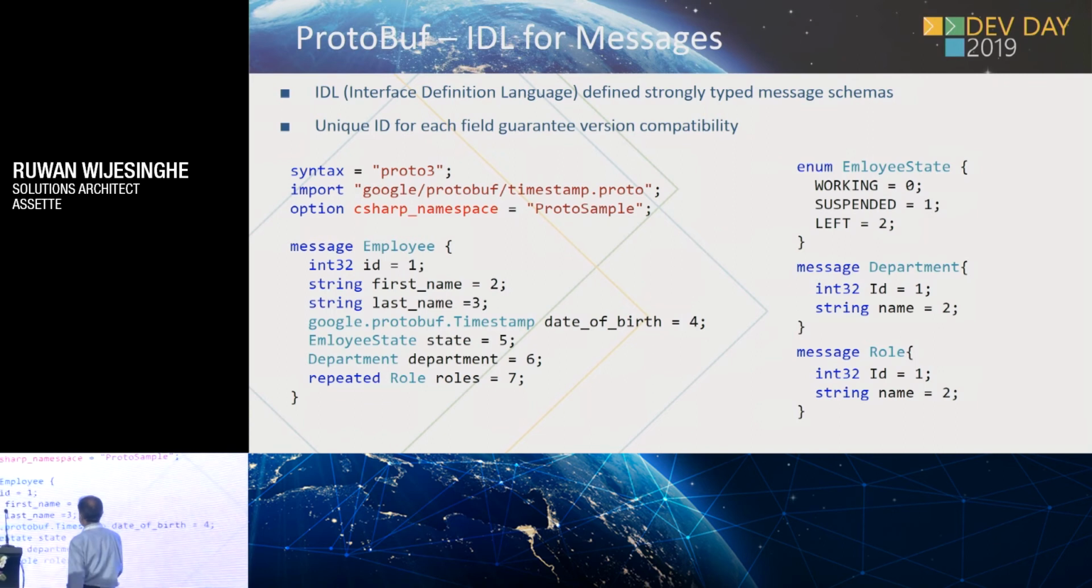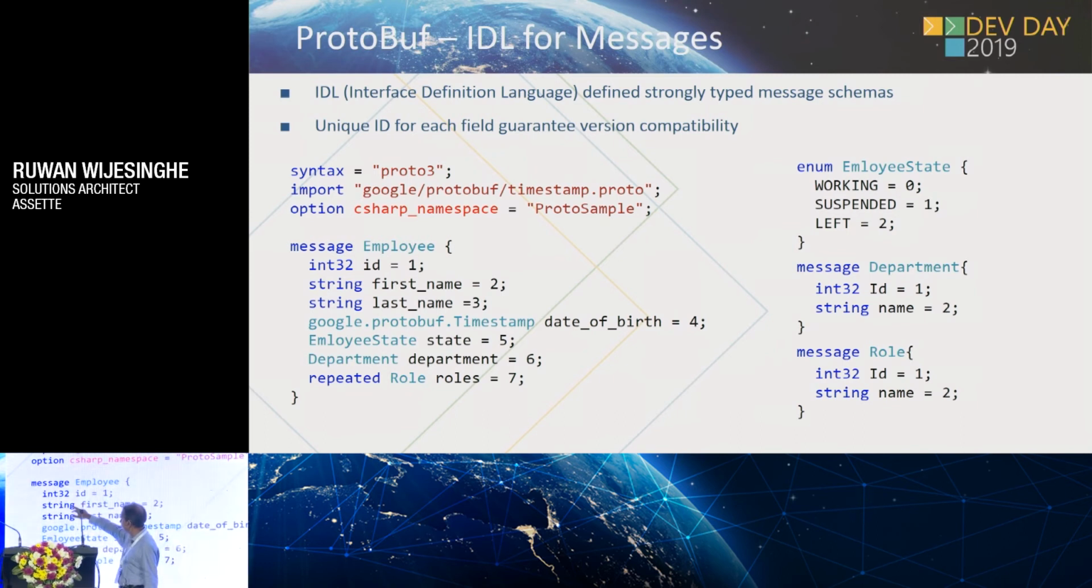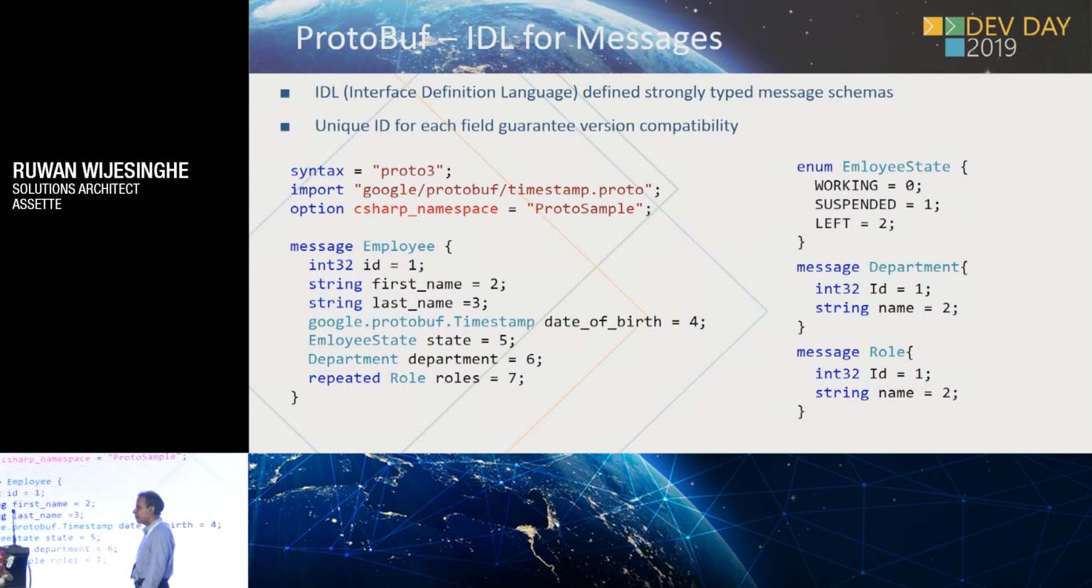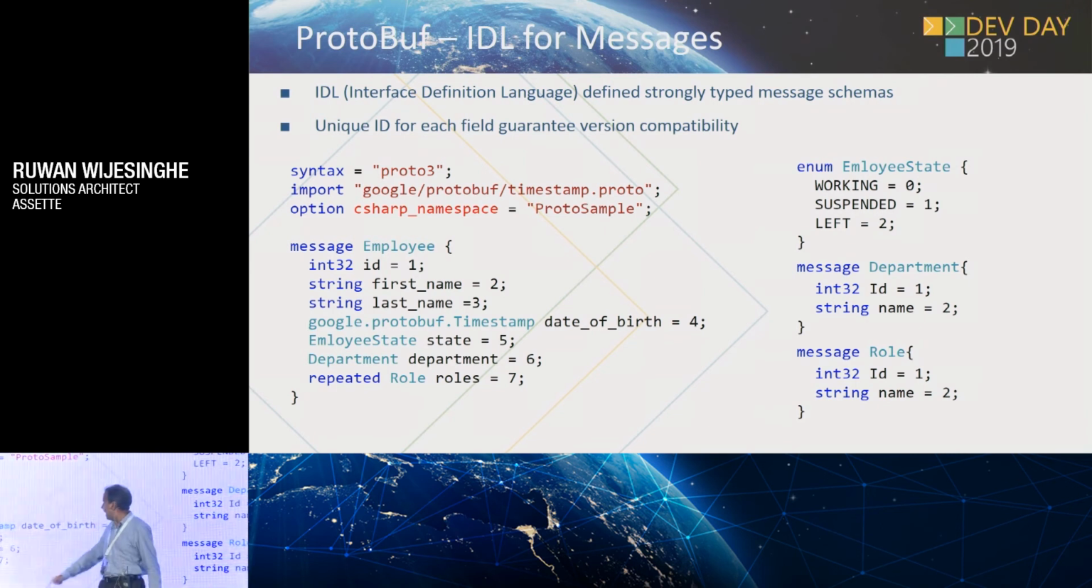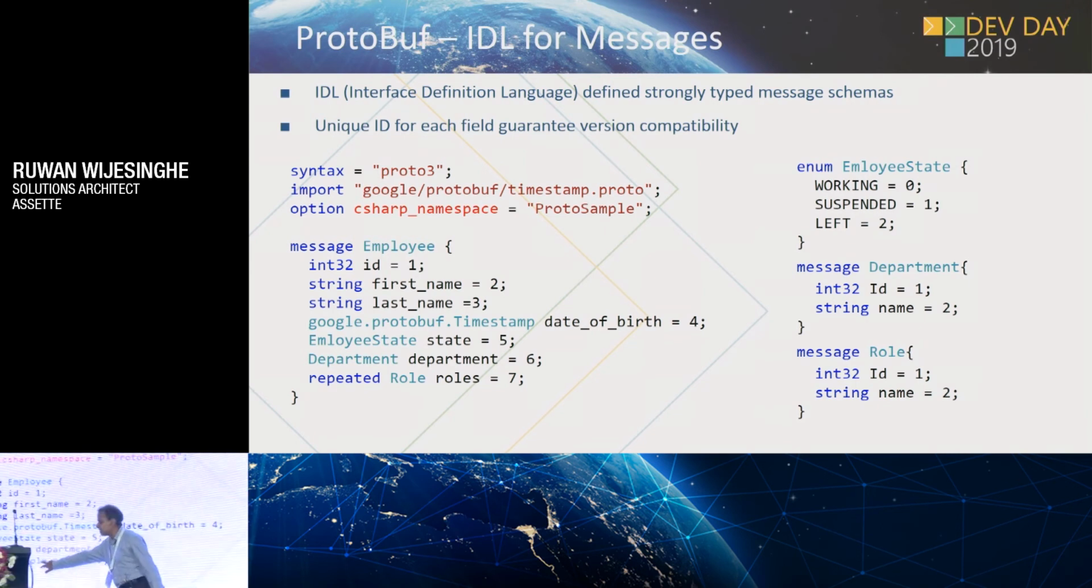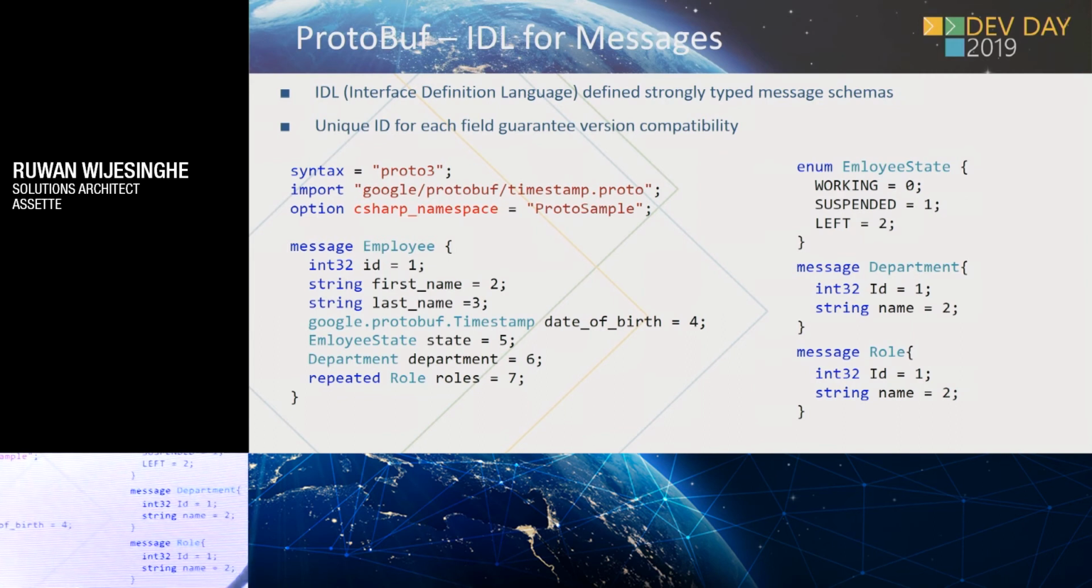And then the messages. These are strong types. Int32, string, etc. These data types are listed in the Google Protobuf documentation, you have all of them. And repeated means it's a list or array. So if you want to have a list of roles, this same employee has a list of roles, repeated roles. Here you have the role object, which has an ID and a name.